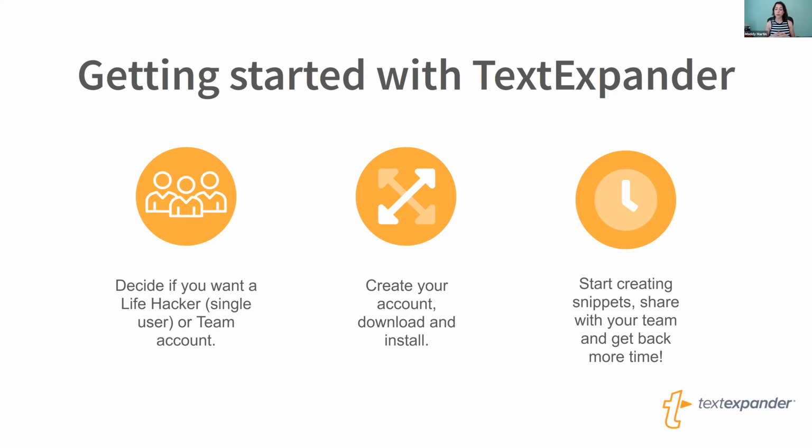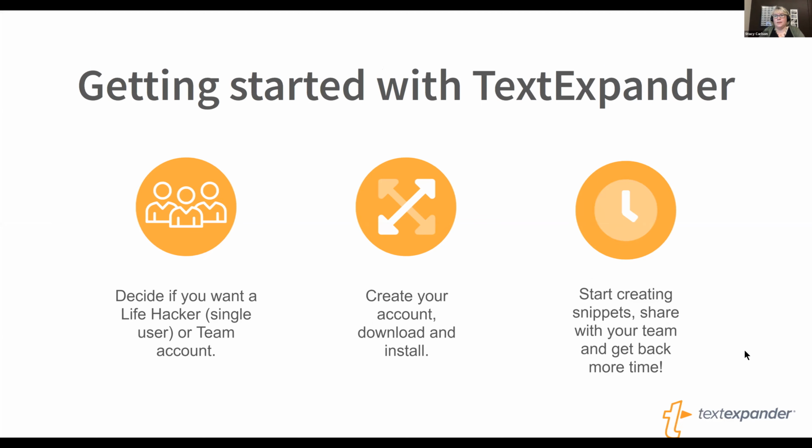Stacy, can you share with everyone how to get started with TextExpander? Yeah, it's super easy. You'll go to textexpander.com. You'll decide between a Lifehacker account, which is usually a single person, or a team. And don't worry if you pick the wrong one right now. If you decide you want a single user and switch to a team, we can get you switched over. So pick which account you want, create your account, download, install, and start using and creating snippets.